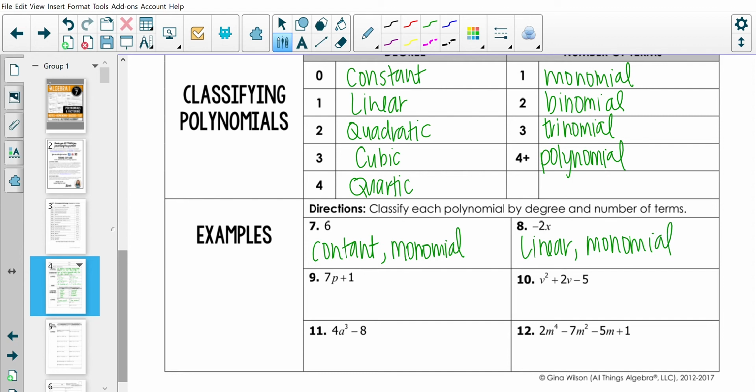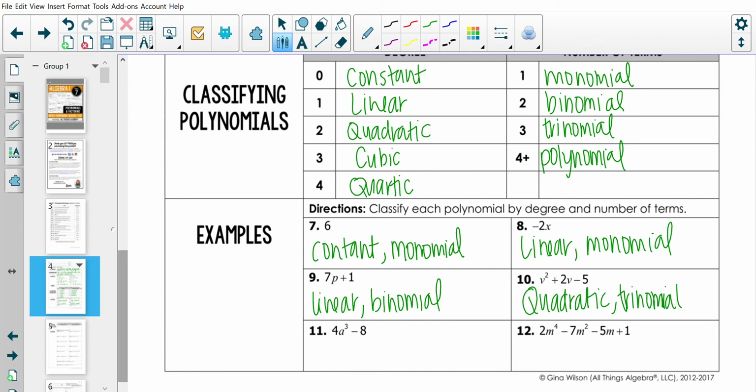Okay. Number 9. Linear. Binomial. Number 10. Do you combine the like terms? No. You look at your largest degree. So quadratic. Nomial. Man, I am not doing well there.